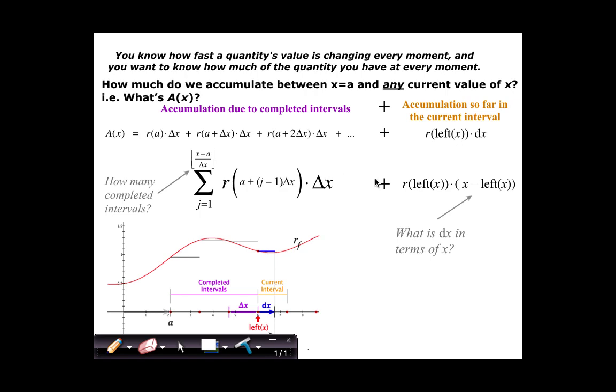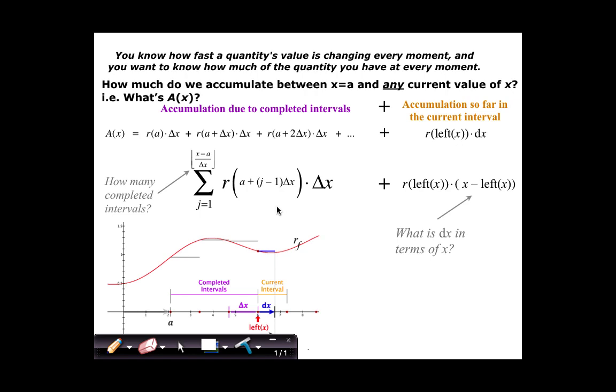So whether I say R of left of x, or R of x, or R sub f of left of x, those are all the same thing. This could be R sub f of a plus a whole number of delta x's, because again, that would form the left end of completed intervals, not the current interval. It was a previous left of x, but not the current one. So we could write this a variety of different ways.